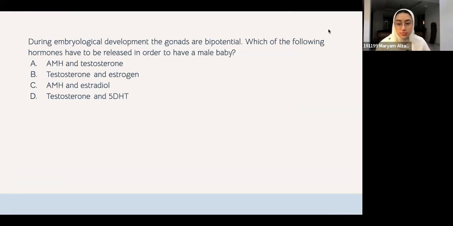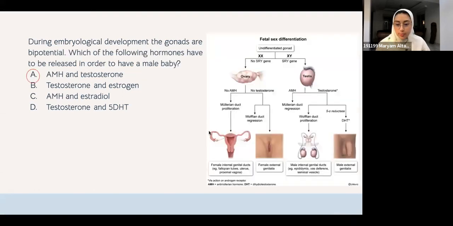This is a similar theme, okay? So during embryological development, the gonads are bipotential, meaning they can either turn into a male or female. Which of the following hormones have to be released in order to have a male baby? So remember, there's two things that are important for us. We have one that's important for the regression of the Mullerian duct, and the other that's important for internal and external male development. Yep, you guys are right.